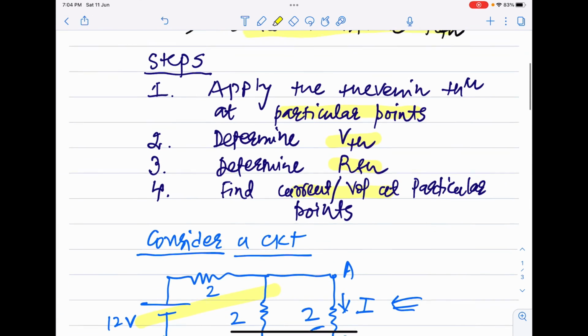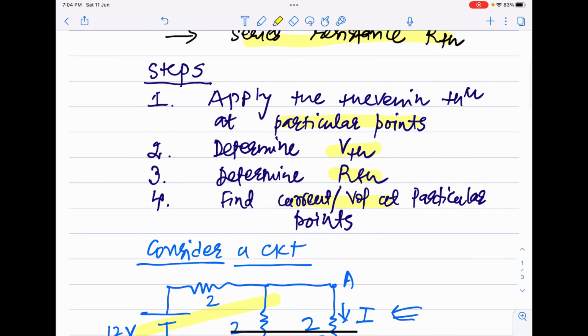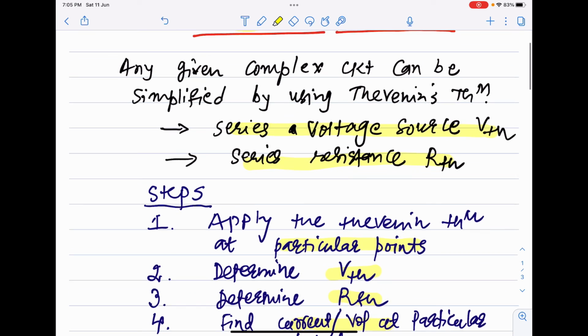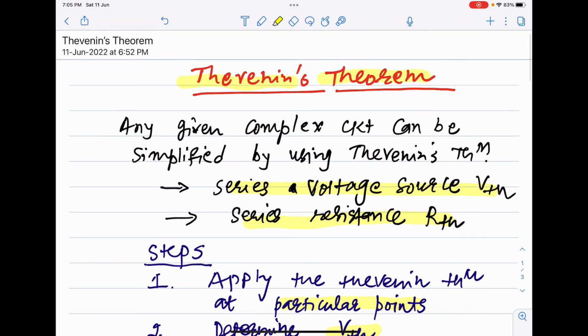So friends, whenever you want to apply the Thevenin theorem to any complex electrical circuit, determine the points where you have to apply it, open the circuit, determine the Thevenin voltage source VTH, determine the Thevenin resistance RTH, and then finally you will get a simplified form of the circuit through which you can easily find the value of voltage or current flowing in the circuit.